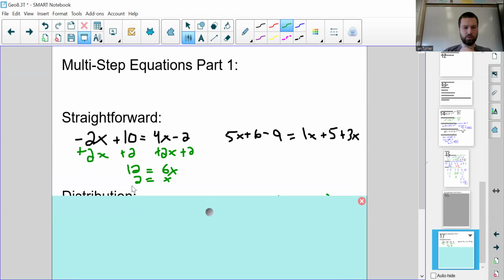Whoa. I can't even box it. x equals 2. Okay, this one's a little crazier.